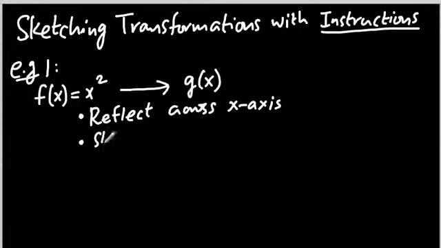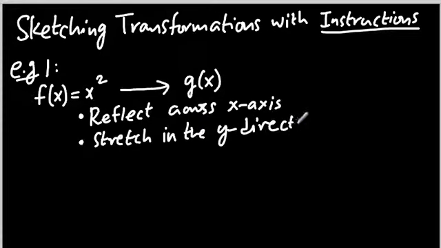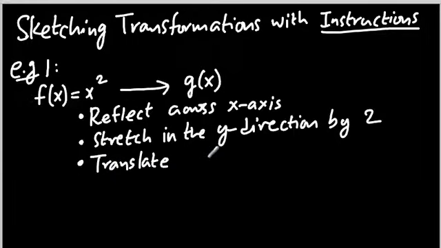Then secondly, I stretch in the y direction by a factor of 2. I'm just going to write it by 2 because I'm running out of space there. And then finally, I'm going to translate by this vector, -2, -4, which of course means 2 to the left and down 4. All right, so this is the information I've given you, right? And the question is the following.